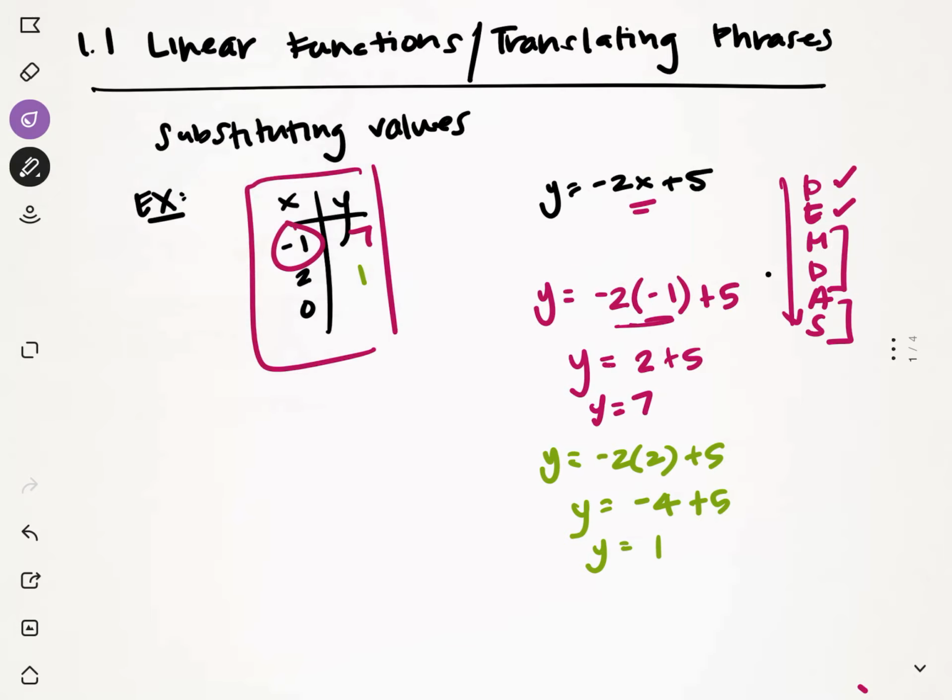Alright, let's do the last one. So this time x is 0. Two times 0 is 0. 0 plus 5 is 5. And we completed our table. Alright, so pretty straightforward, pretty easy.